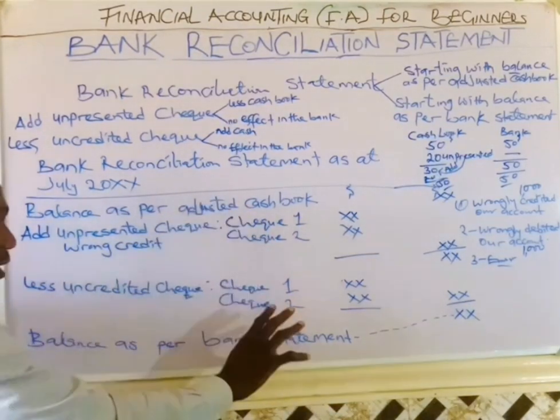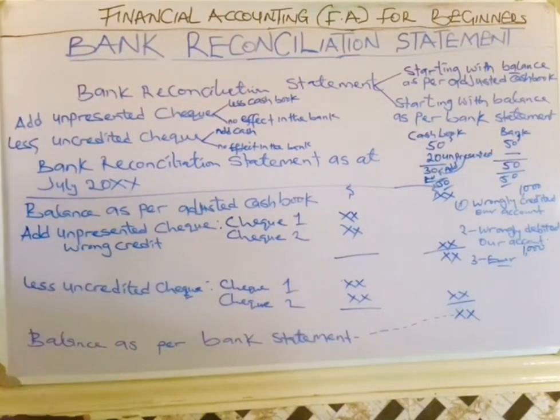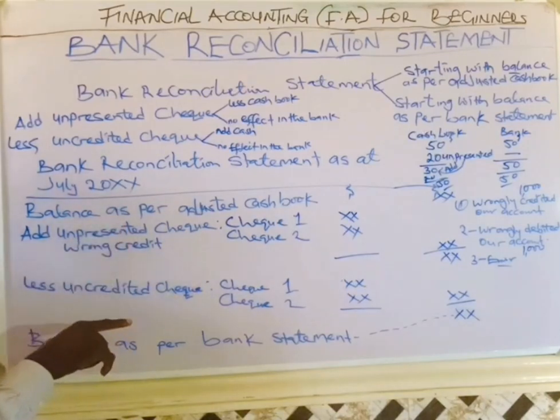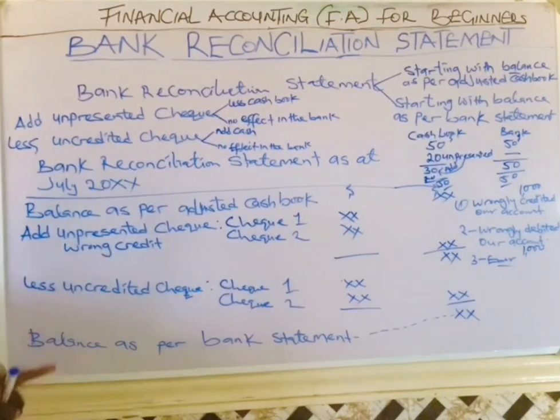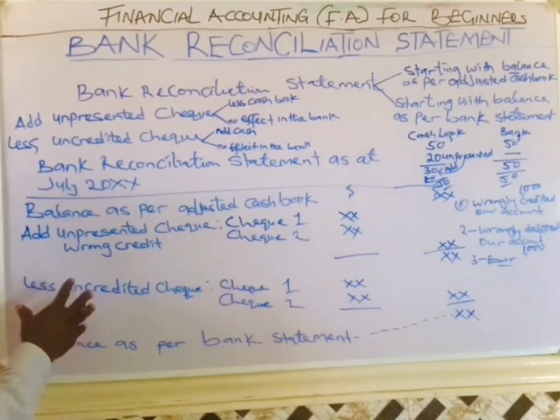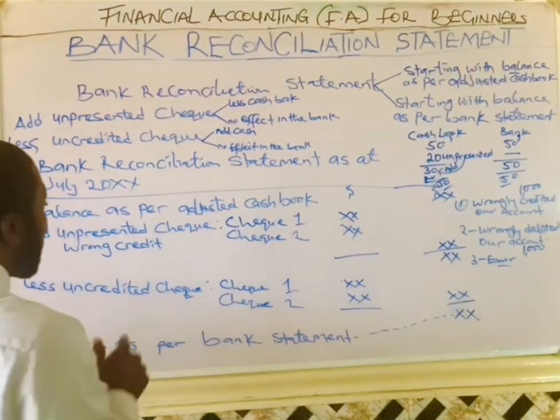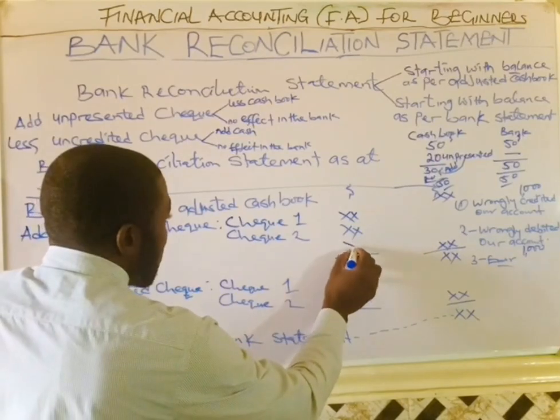So practically, the unpresented check is also an undebited check. And this wrong follows the opposite of each side. That is, undebited check, which is the unpresented check, with wrong credit. Uncredited check with wrong debit. So they follow on opposite sides. Uncredited check, wrong debit. Unpresented check, which is undebited check, with wrong credit. Simple as that. So after putting this your wrong credit, you put it here.